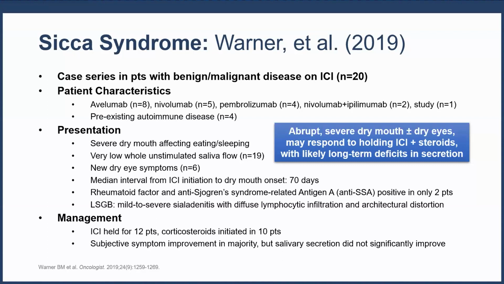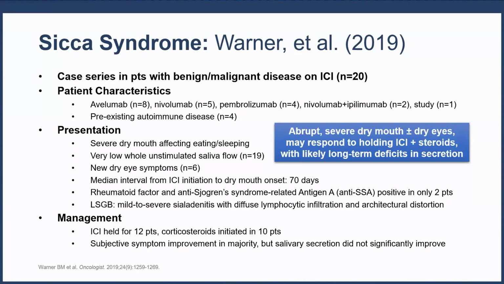But in these patients, for which about half had treatment held and steroids initiated, there was subjective improvement in the majority of patients, but salivary secretion did not significantly improve. And so there were some long-term ramifications of this.